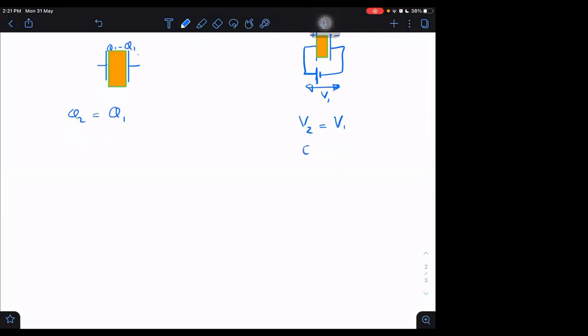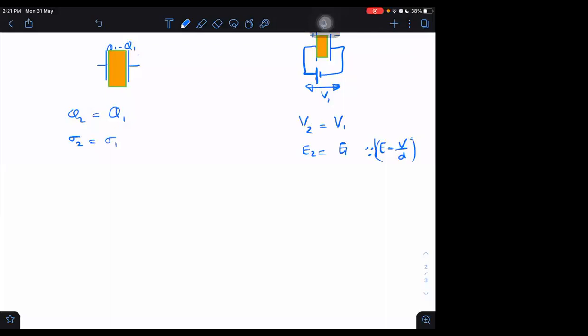But now if V2 is equal to V1, what about E2? E2 is also equal to E1. Reason? If you don't understand the reason, remember this formula: E is equal to V by D. Does the D value change? No, sir. Distance between plates remains the same. Only the dielectric is getting introduced. Therefore, the field has to remain the same. Come to the first one.